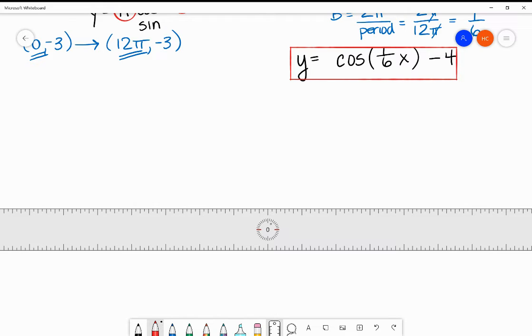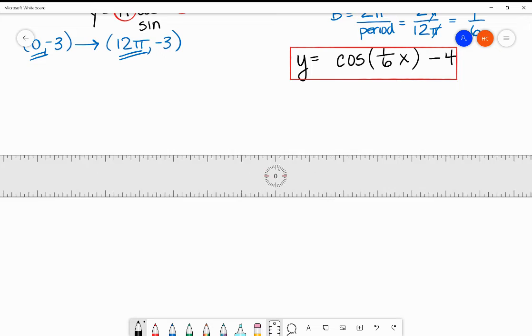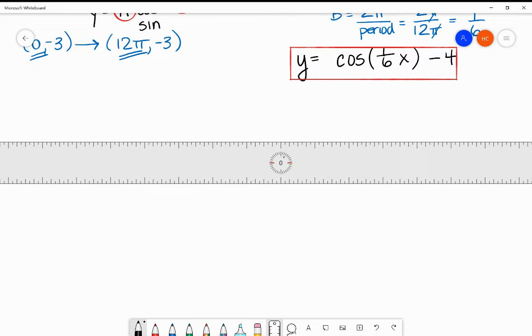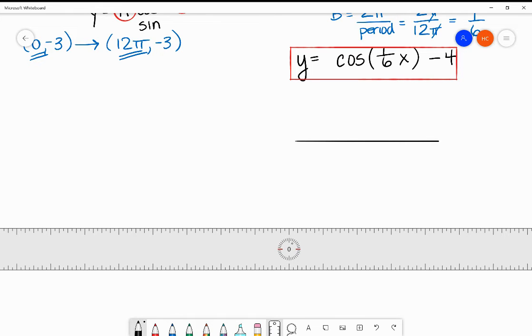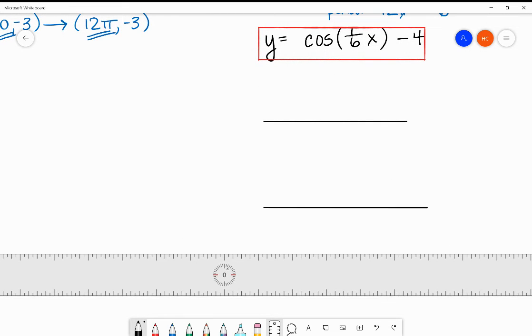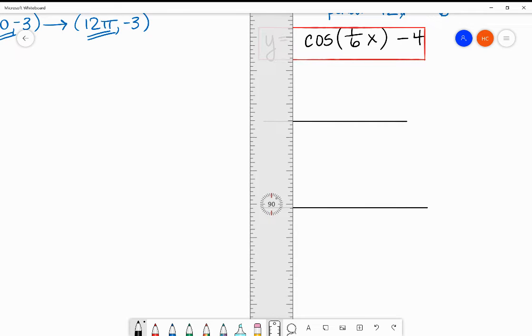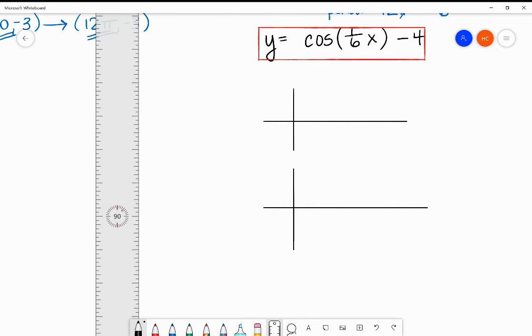I'm going to draw one horizontal line right here, and we're going to draw another horizontal line down here. We're going to have two separate graphs, by the way. And let's make this 90 degrees. Draw this here and this here.